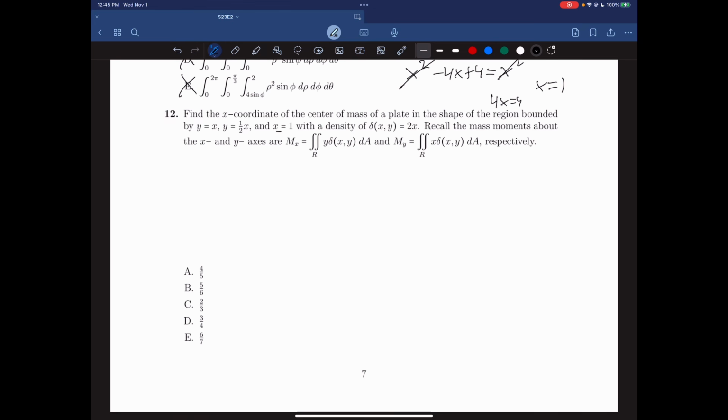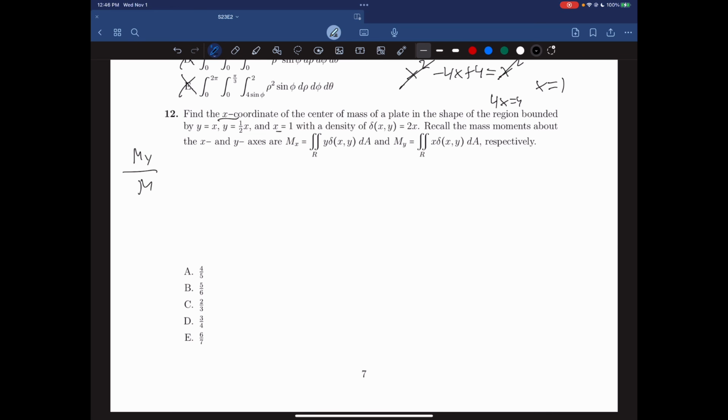Number 12, find the x-coordinate of the center of mass of a plate in the shape of the region bounded by y equals x, y equals 1/2 x, and x equals 1, with a density sigma of x, y equals 2x. And recall that the mass moments about the x and y axes are Mx equals the integral of y times sigma of x, y dA, and My equals the integral of x times sigma dA, respectively. So we want the x-coordinate. So that just means we want basically My over the total mass. And I think it makes sense to find the total mass first.